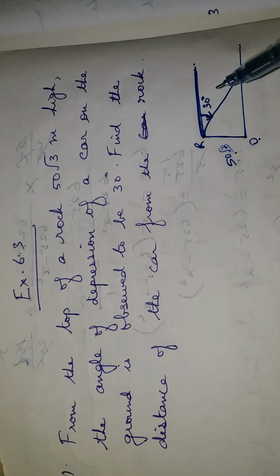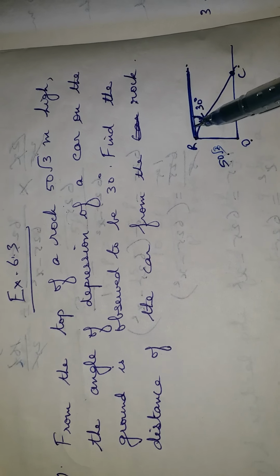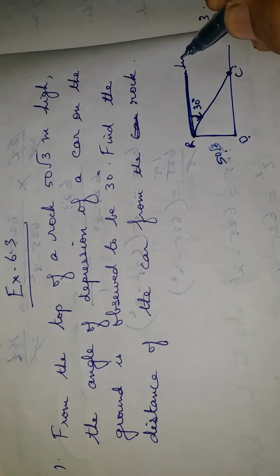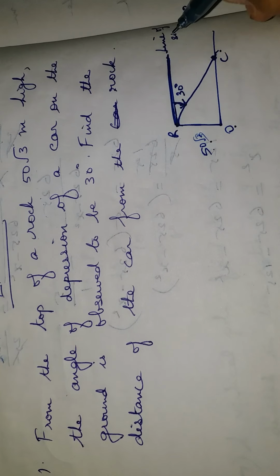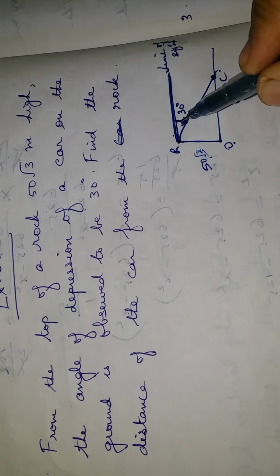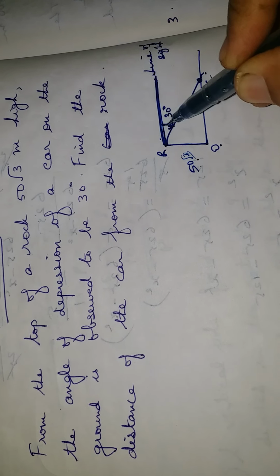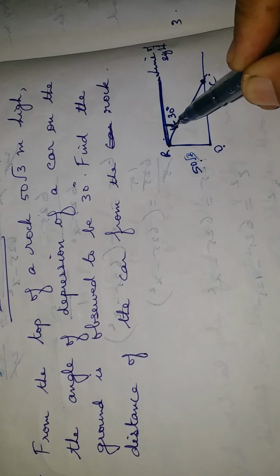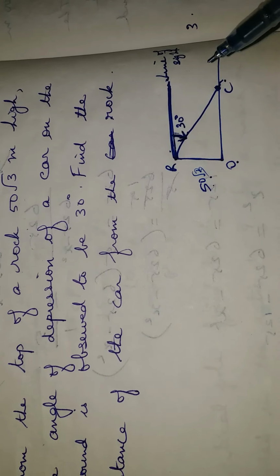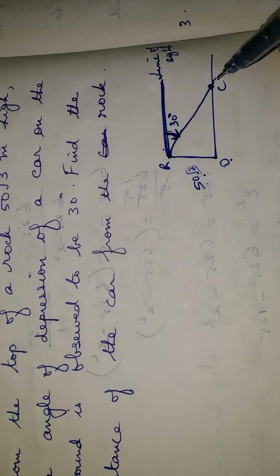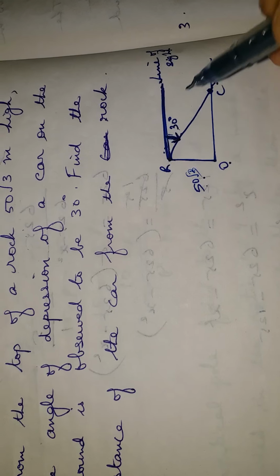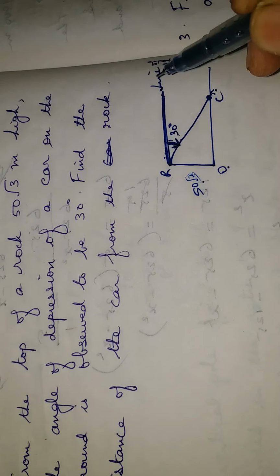And the angle of depression of a car on the ground: the person is looking down at the ground. The angle of depression is measured from this straight line, which is the line of sight. The person standing here would look straight ahead, but he has to look down to see the car, so the position is depressed. This is known as the angle of depression. He is looking down at an angle of 30 degree at the car on the ground. Anywhere you see from the top to the ground, it is said to be the angle of depression.